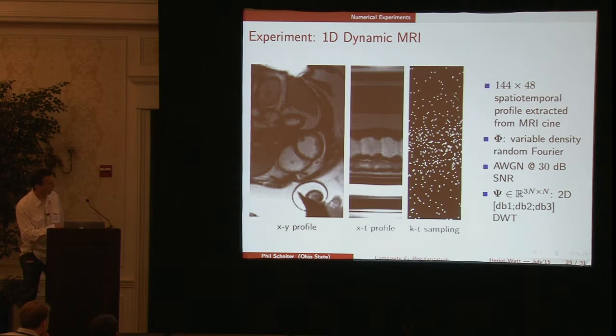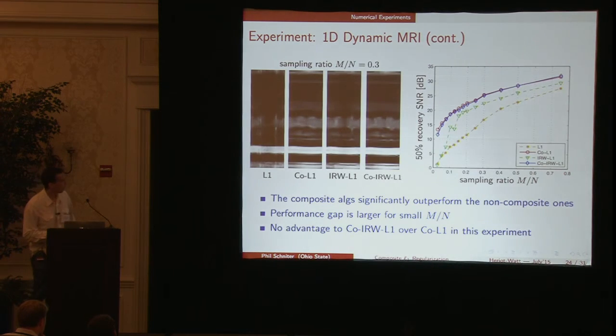And we're going to use random sampling in K-space and T-space. And for the analysis operators here, we're going to use a concatenation of the Daubechies 1, 2, and 3 orthogonal wavelets in 2 dimensions. Okay, so here what we find is, as before, we get a pretty big gain for our composite algorithms over the classical ones.